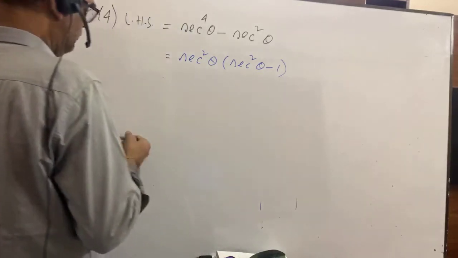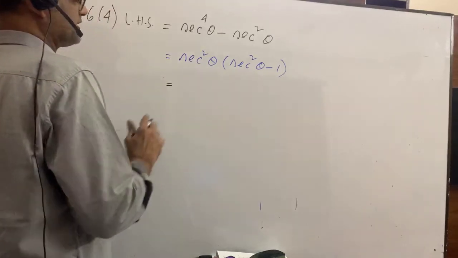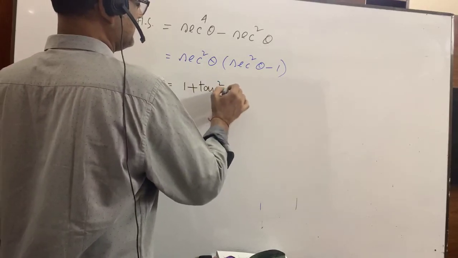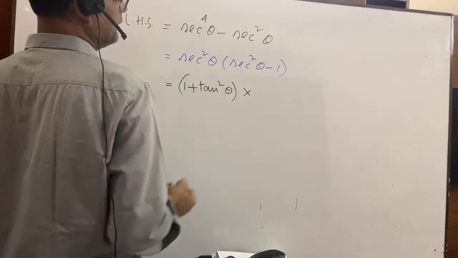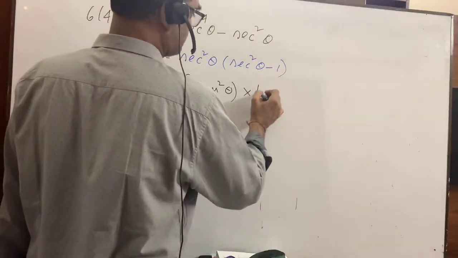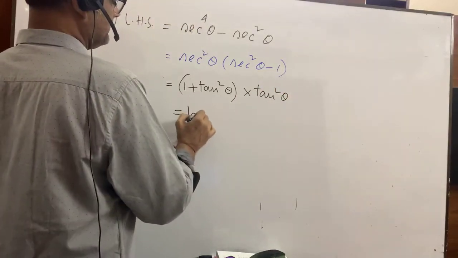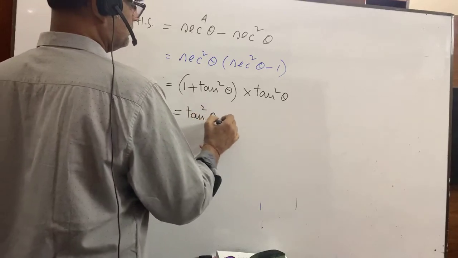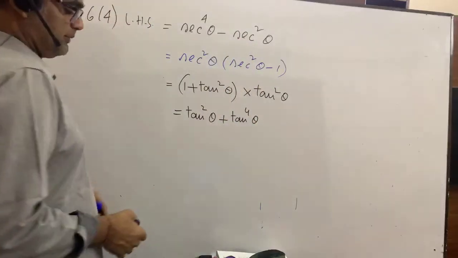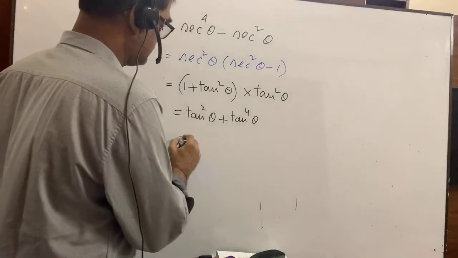Okay, now you see, what is the value of sec square theta? It is 1 plus tan square theta. That's good. Here we get sec square theta minus 1. What is the formula? The formula is tan square theta. Now you multiply it. Tan square theta plus tan 4 theta equals right hand side. Our math is done. Very easy and simple math. Okay, it is equal to right hand side.